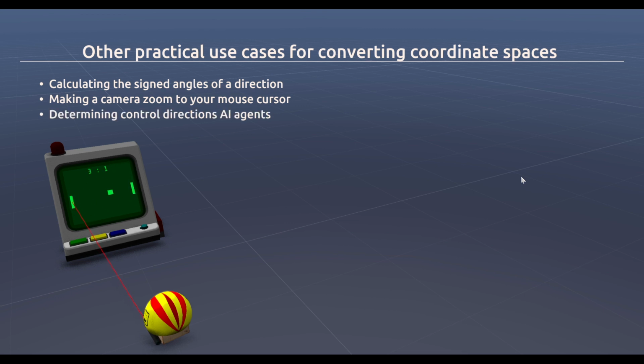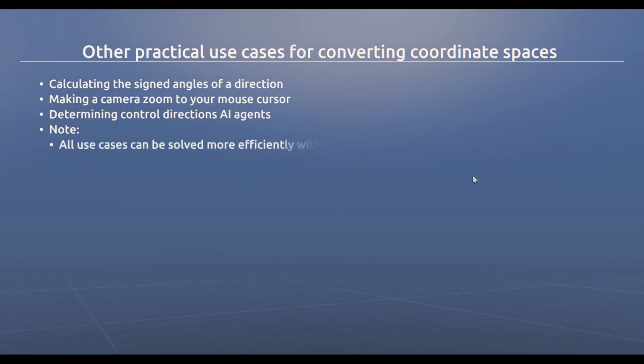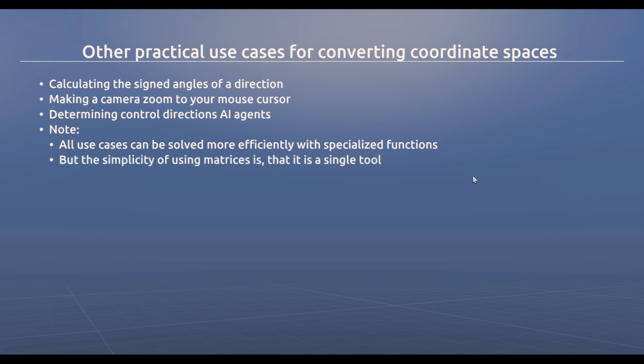Another point, which is very similar to the first one, is determining the control directions of an AI agent. So we want to know from the point of view of an AI agent, what is right, what is left of us, and what can we do with that. Now note that all these use cases can be solved more efficiently with specialized functions. And the advantage of using matrices is that it is a single tool, and this is making things a lot more simple, because when you're working with local coordinates, a lot of problems become much more simple. And this is the case for a lot of transformation functions. So there are a lot of space transformation functions where we take one problem, convert it into a different space, and then the solution to that becomes more simple. And I think this is one of the most basic examples how this can work out.